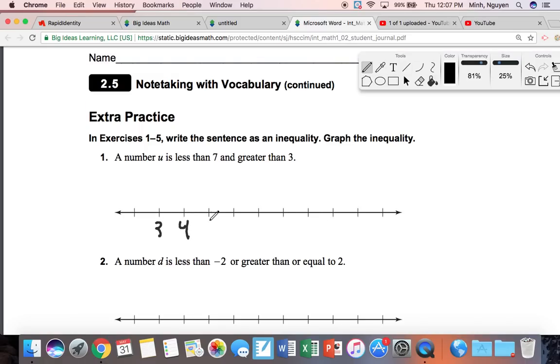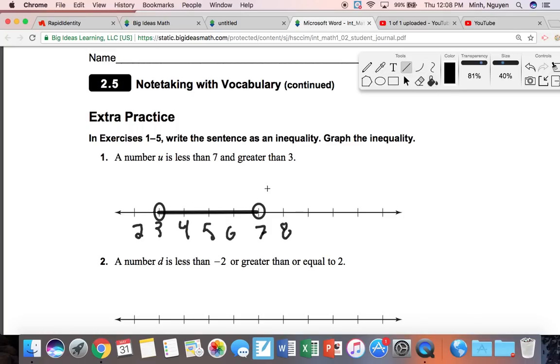3, 4, 5, 6, 7, 8. Two right there is less than 7. So less than, do we have an equal? No. Greater than 3, does that one have an equal? No. And then it says less than 7, which is to the left of 7, and greater than 3. So we're just going to kick this up a little bit, make it obvious. Do you see any arrows? No, because there are none.